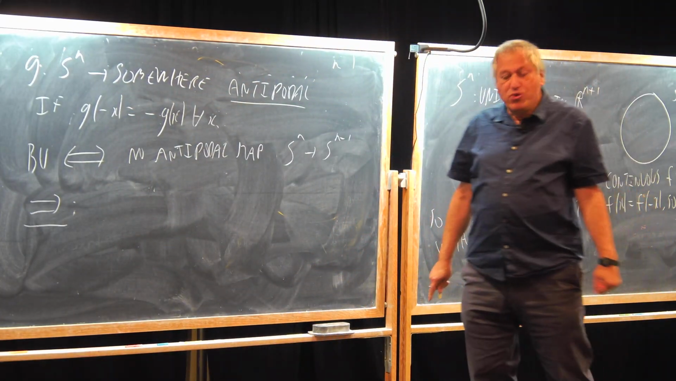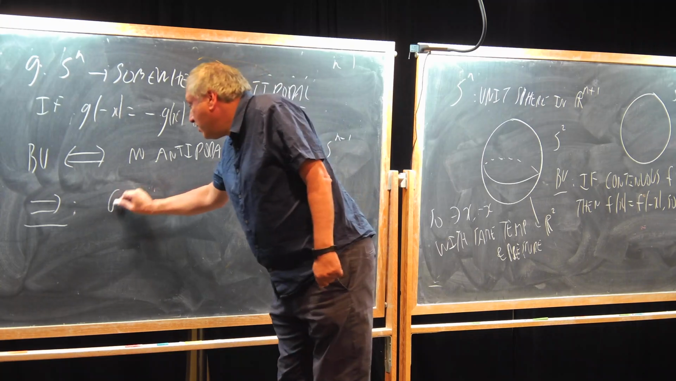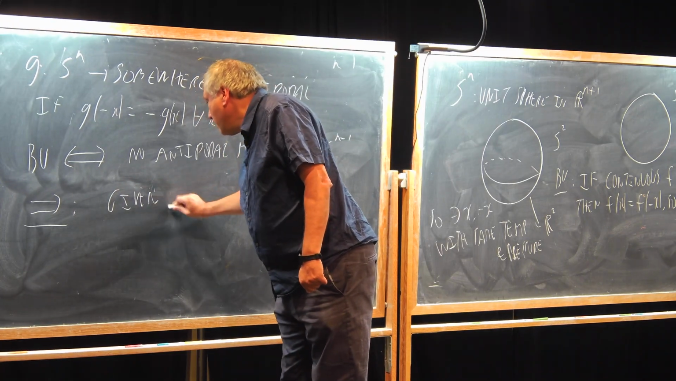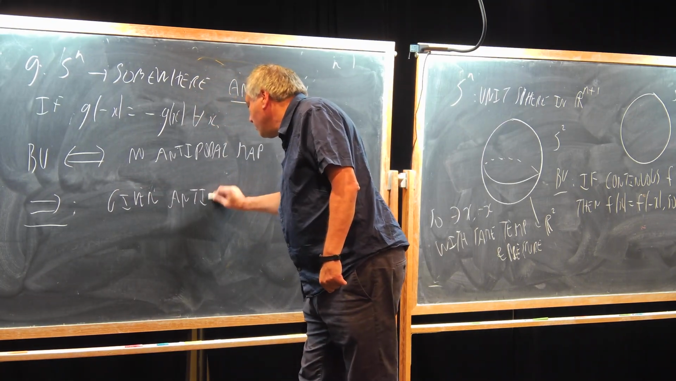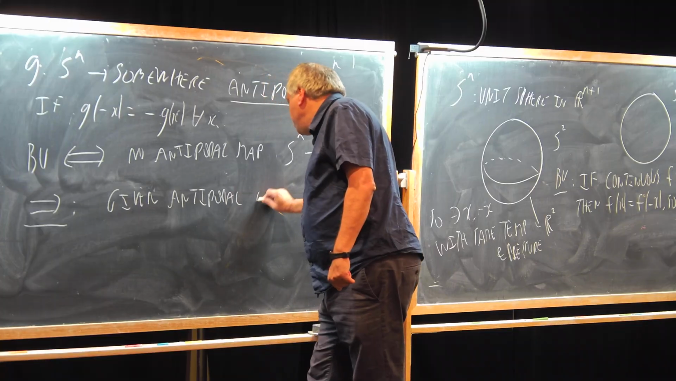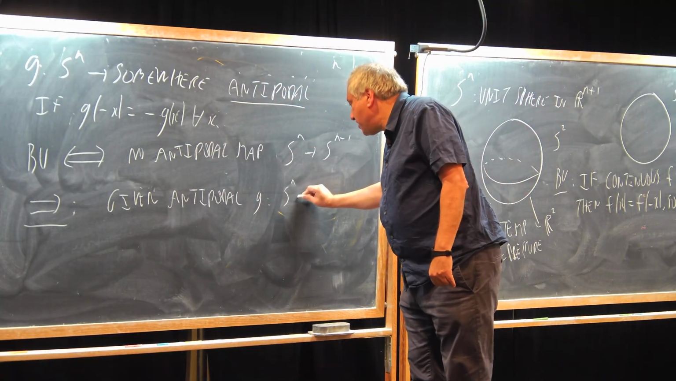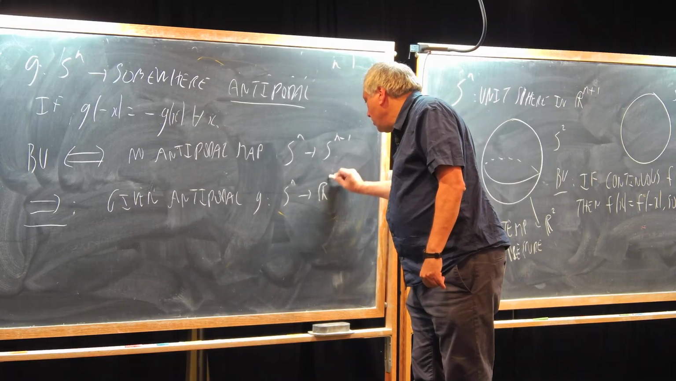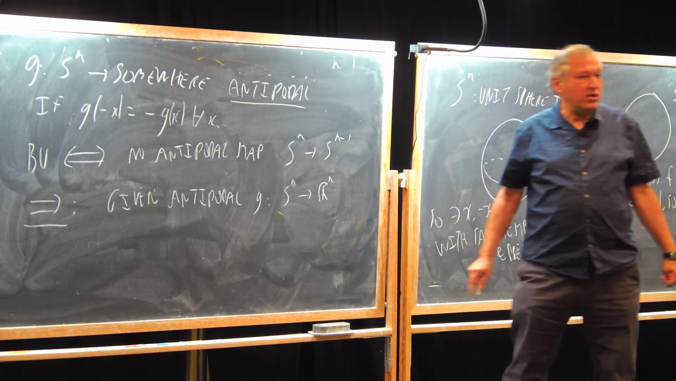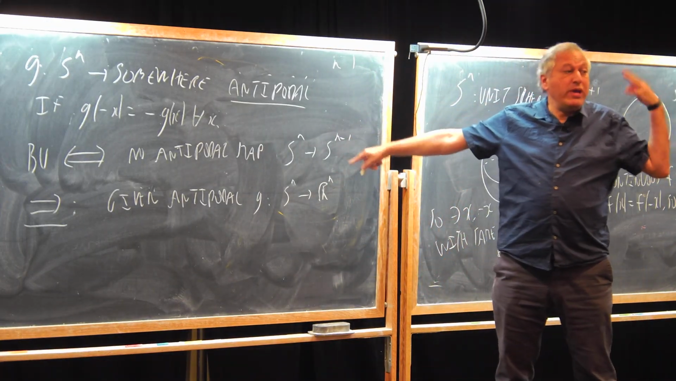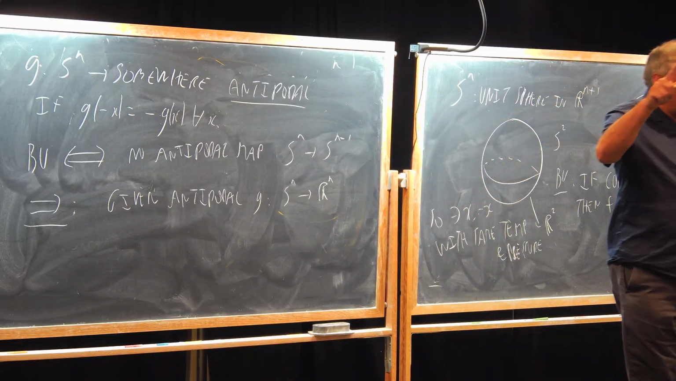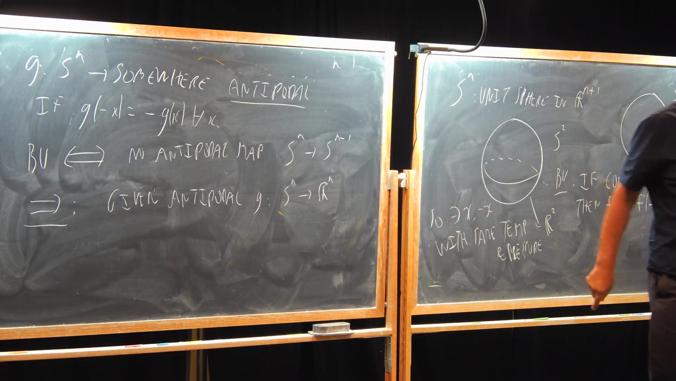So suppose I know Borsuk-Ulam. Now, given an antipodal g, and of course everything's continuous, I'm not even going to say it, g from Sn to R to the n, which is more general than that even, we know it's equal at opposite points, right? Because, yes? That's a silly question.